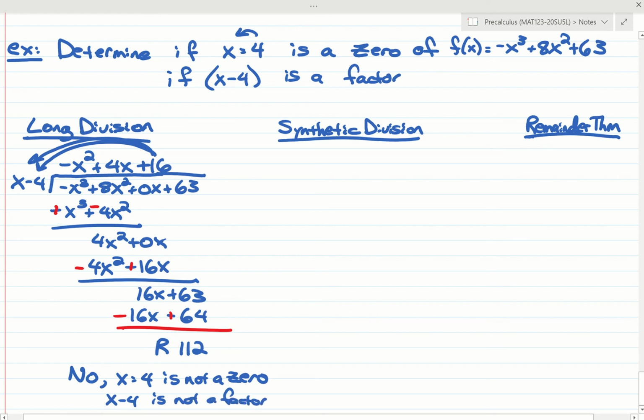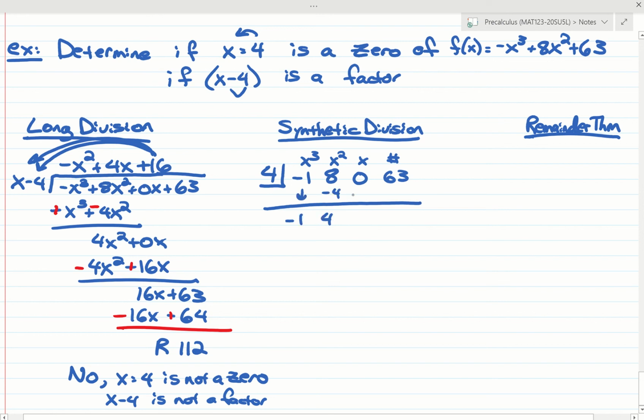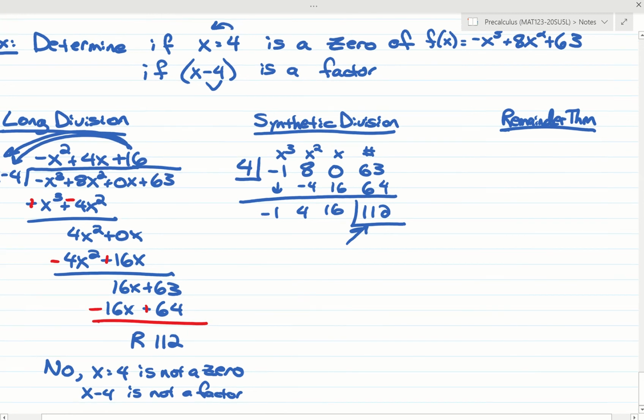Let's try synthetic division. We'll put the 0, or the x-intercept, in the box, or the opposite of negative 4, and we'll divide. We have an x to the third, so we need an x squared, we need an x, and we need our number. We have negative 1x to the third, 8x squared, no x, and 63. Bring the negative 1 down. This would be negative 4, so this is 4, 16, 16, 64. Look at how much faster this is. This is our remainder, right? That's all we need. We don't need a depressed polynomial. So we also see, no, it's not a 0.